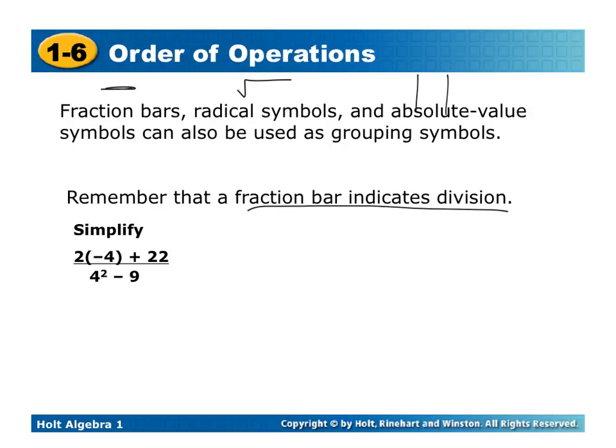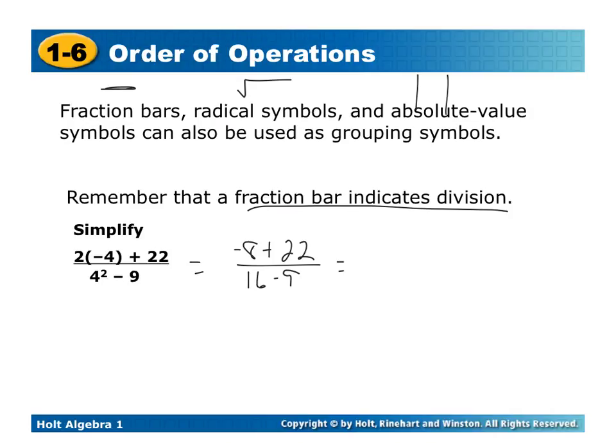Okay, so we're going to simplify 2 times negative 4 plus 22 all over 4 to the second power minus 9. So first you have to simplify the top and the bottom. So multiplication on top, so we have negative 8 plus 22. On the bottom we have 4 squared minus 9. Well, 4 squared is going to be 16 minus 9.